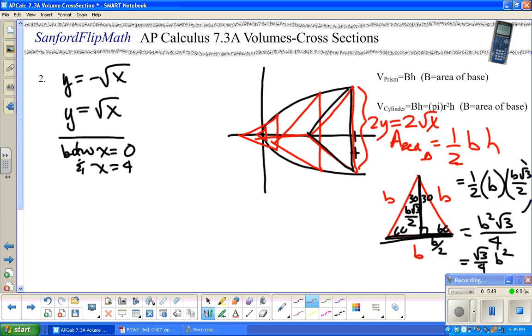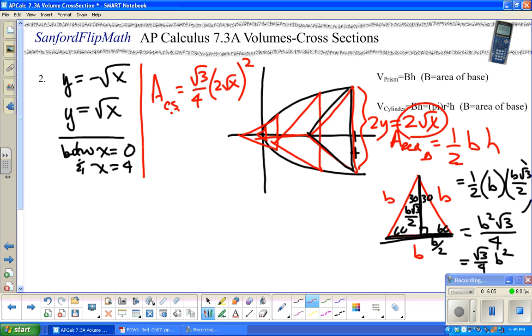So the area of a cross section is going to be that square root of 3 over 4 times the base squared. Well, as we just said, the base is 2 square root of x. So cleaning this up a little bit, this is square root of 3 over 4 times 4x, squaring both the 2 and the square root of x. So this ends up being x times the square root of 3, or square root of 3 times x. Just please make sure that x is not inside.